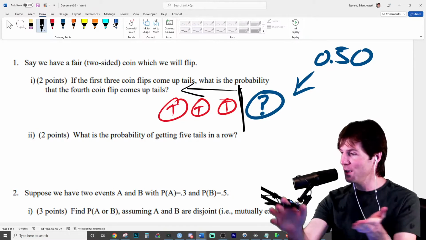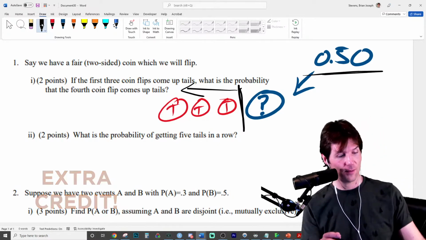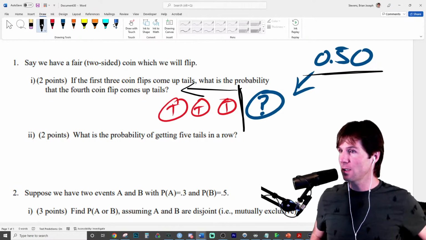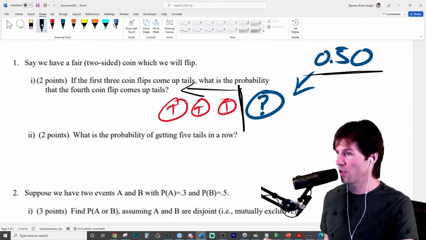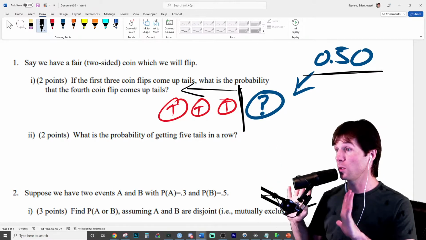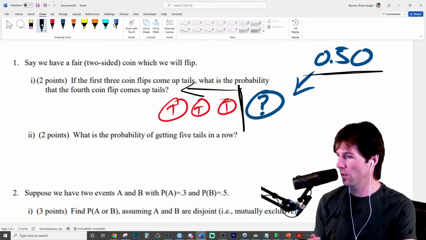Because they're independent. Exactly. So the probability right here, it doesn't matter that it already came up tails, tails, tails. It's still 50%. And this is also known as things like the gambler's fallacy or the law of averages, which is a fallacy where people think that past events will influence current events.